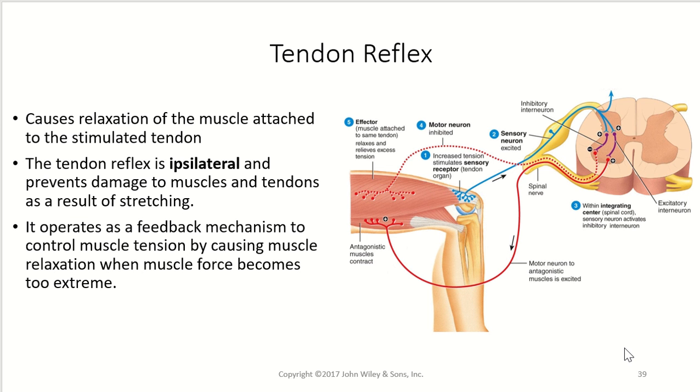Next is the tendon reflex. This is going to cause relaxation of a muscle that's attached to a stimulated tendon. So the tendon reflex is ipsilateral, and it exists in order to prevent damage to muscles and tendons as a result of stretching. So it operates as a feedback mechanism to control the muscle tension by causing muscle relaxation when muscle forces become too extreme. So if something is contracting too hard or stretching beyond its bounds, this reflex is going to trigger that muscle to relax.